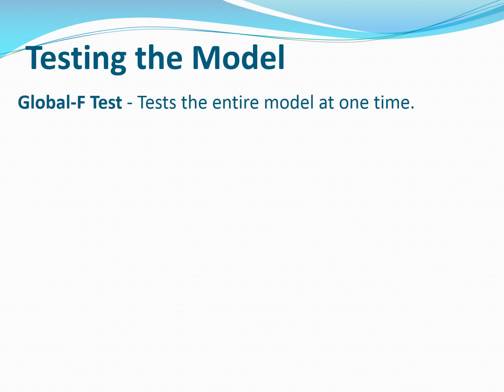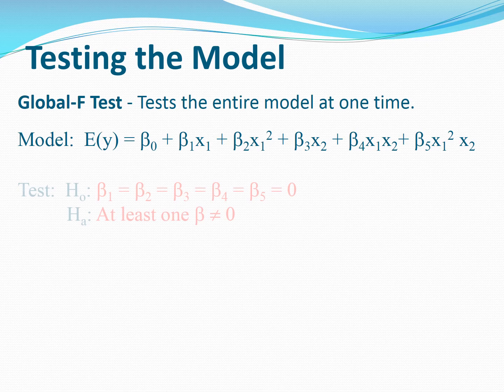In this video, we're going to talk about the different ways that we can test a regression model. And let's get a model up here so we can talk about it. We're going to start with the global f-test, but we want to take a look at this model. This is the example I'll be talking through this entire video. And obviously, as the model changes, the way that we test it will change as well.